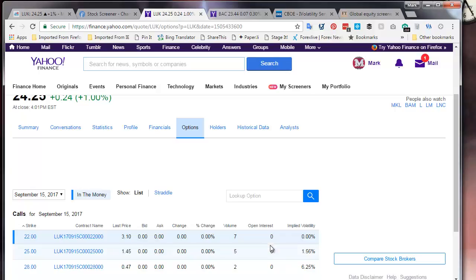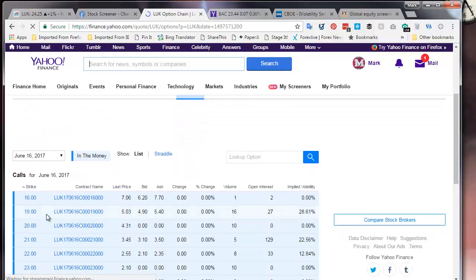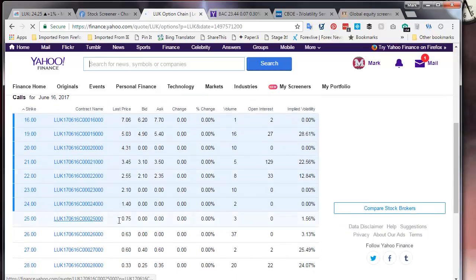Open interest is a bit low here though, so I suspect when I choose to buy this, I will be the first person who has bought that. So we'll find that we'll land up in June 16. I just want to see what open interest looks like for June 16. Open interest at a 25 strike. There is no open interest there, but there is open interest further out.